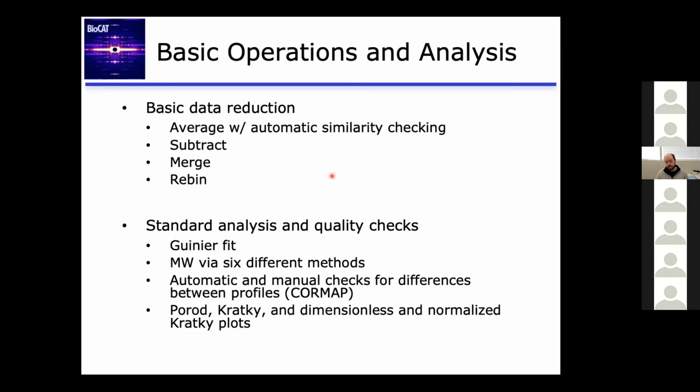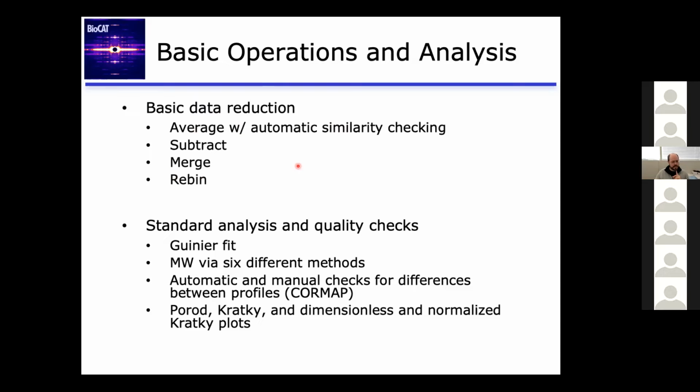The next thing you'll usually do is check to make sure they're not different from each other, and then you'll average them together. Once you've averaged them, you carry out the background subtraction, you subtract the buffer from the sample. And then, you may do other things like merging in data from multiple detectors, rebinning the data to improve your signal to noise. And these are all basic data reduction processes that RAW can carry out for you.